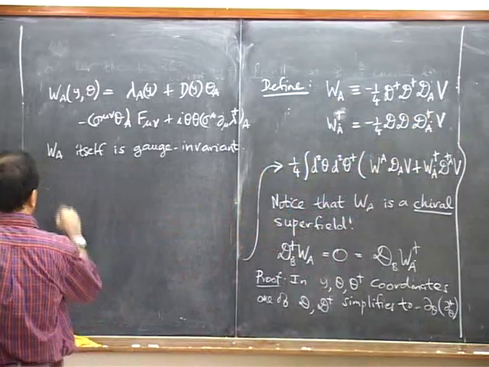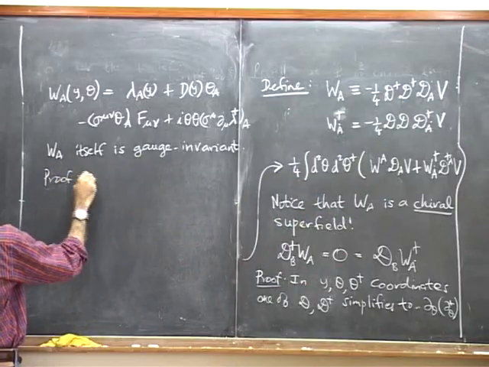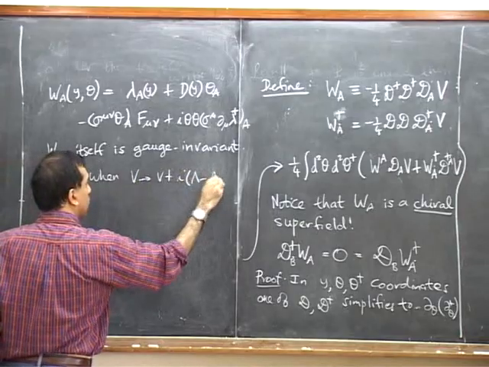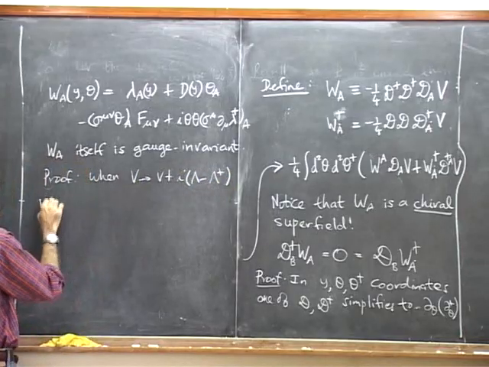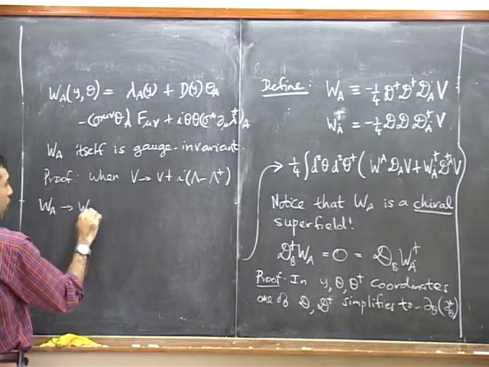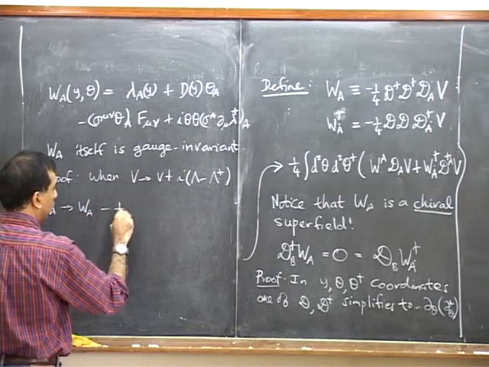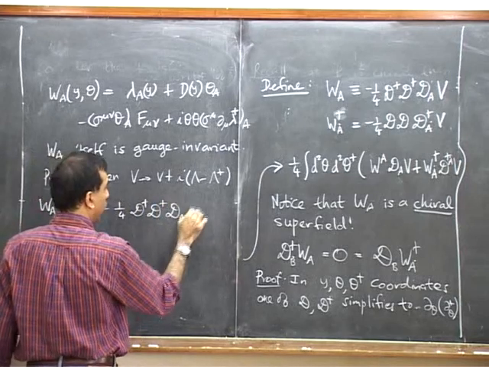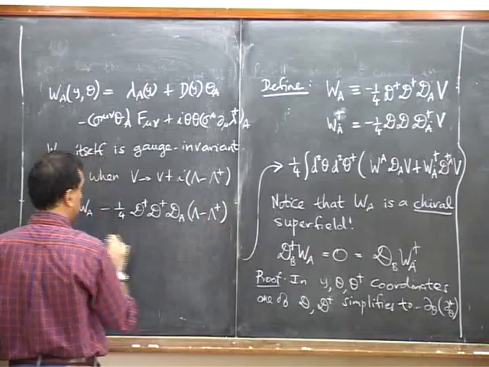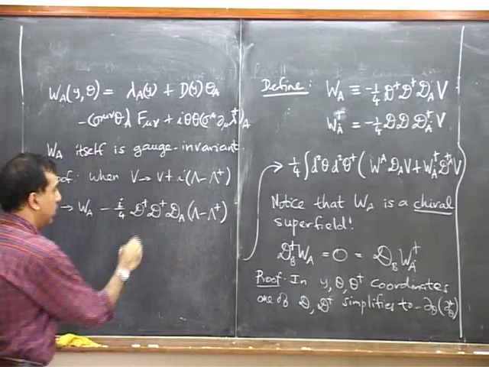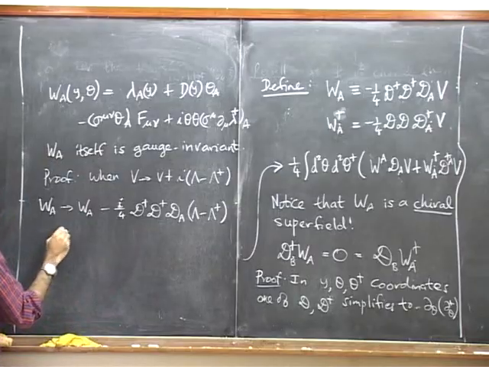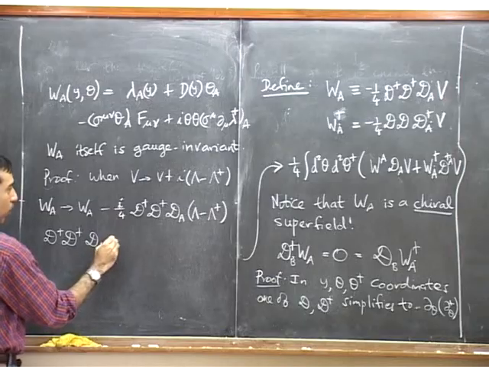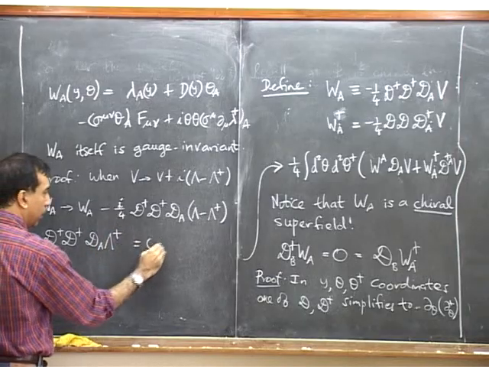So the claim is, when V goes to V plus i(lambda minus lambda dagger), W_A goes to W_A minus a fourth D dagger D dagger D_A of (lambda minus lambda dagger). And this thing, now let's look at this thing in more detail. Clearly D dagger D_A of lambda dagger is 0.